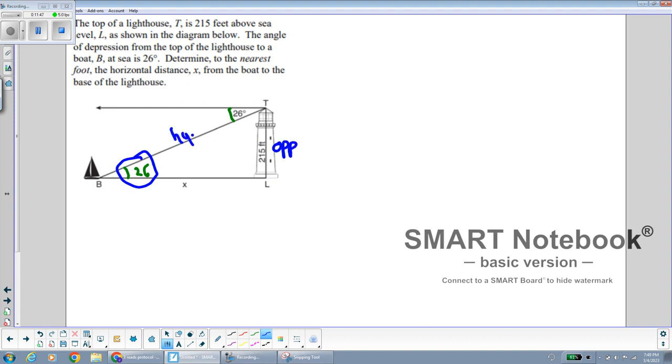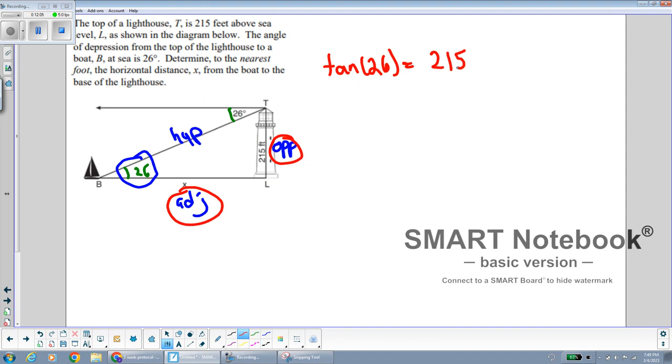Here's the hypotenuse. So here would be adjacent. So I have opposite and I'm looking for adjacent. That would be tangent, O over A, opposite over adjacent. So tangent of the 26-degree angle is equal to opposite over adjacent.